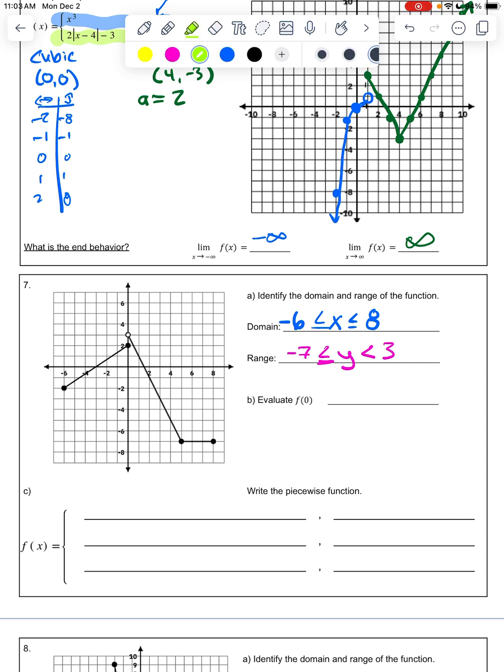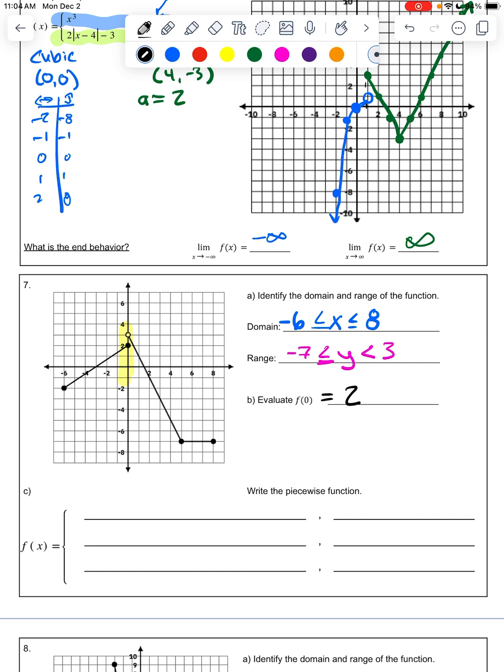Okay, f of 0 says then, if x is 0, what's the height? Which of those circles do we use? Well, we're going to use the closed circle. So f of 0 equals 2. We never use the open circle for defining the function.